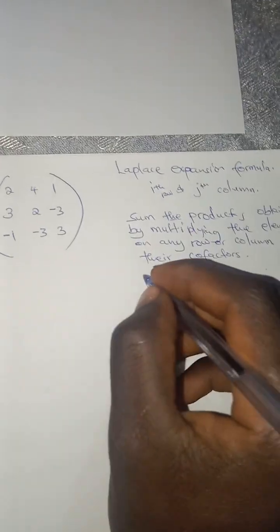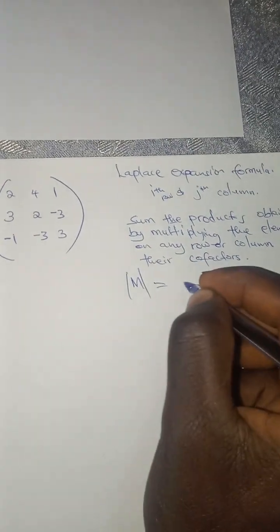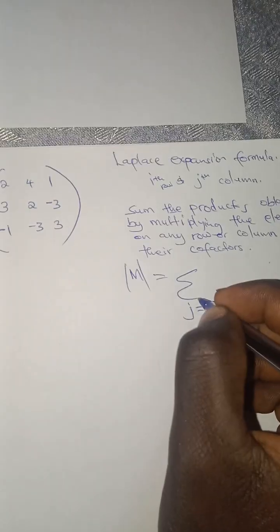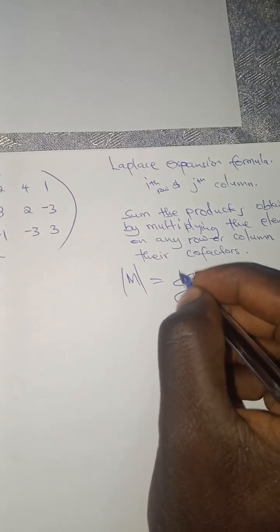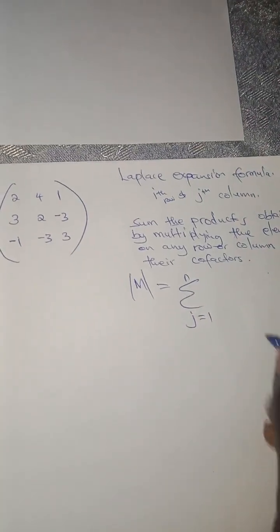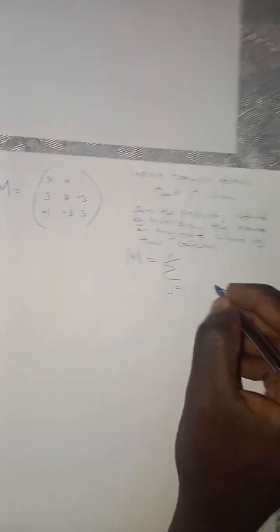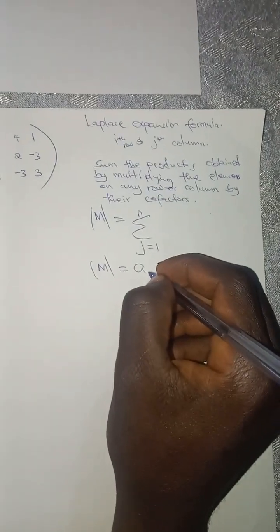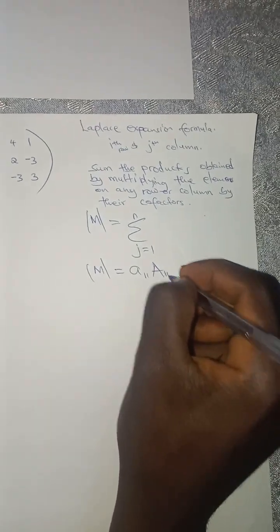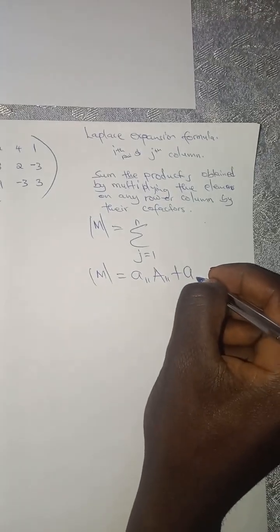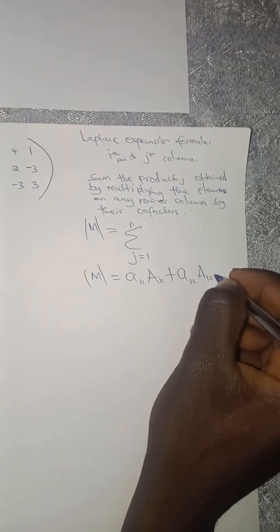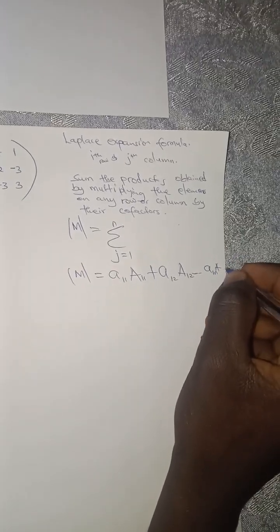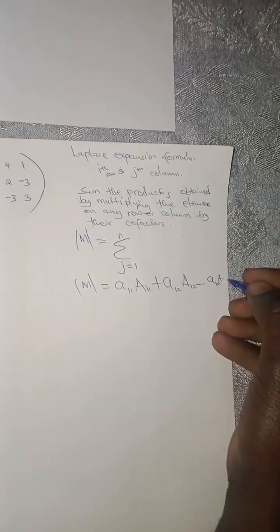That is, matrix M equals the summation from j equals 1 to n. For example, we can have the determinant of M equals A11, we add A12, on the way to A1n.